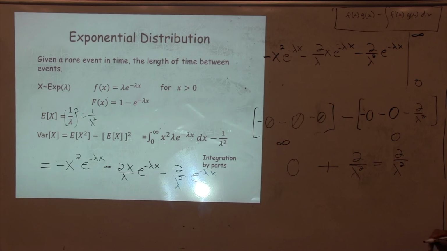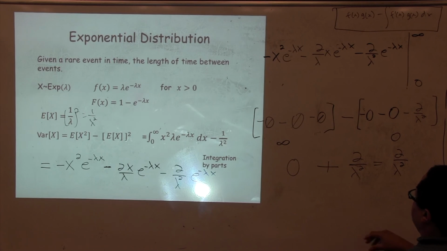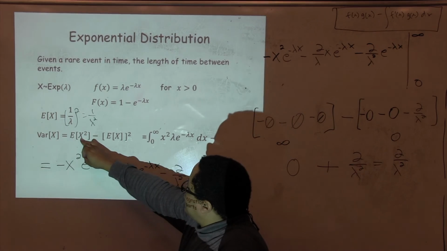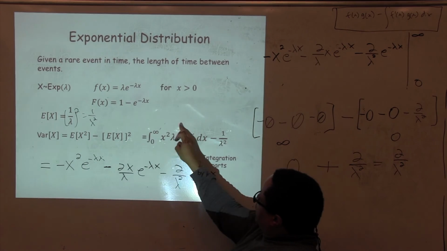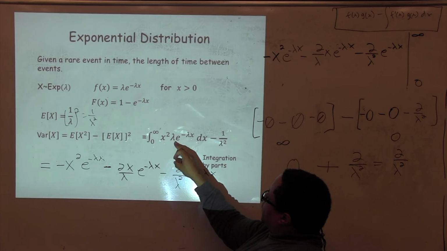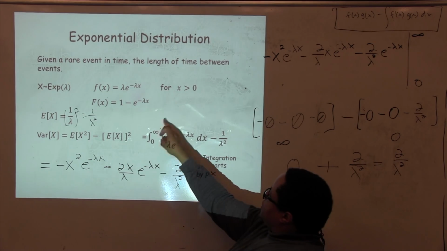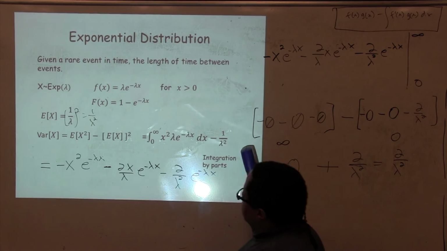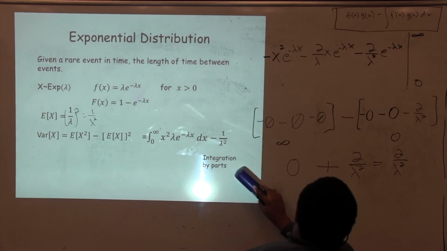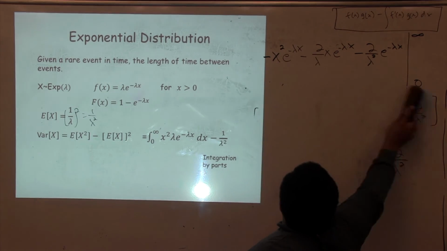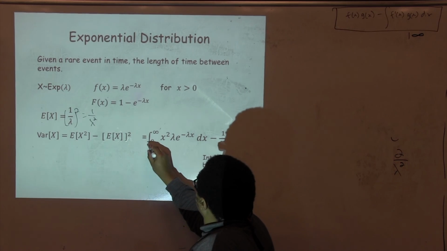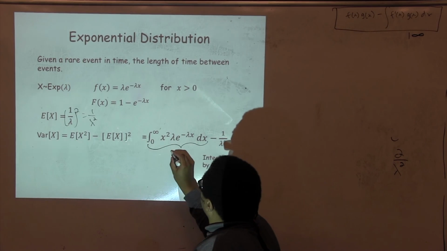Okay, so we get the evaluation of the definite integral for this E of X squared, which is just this term, this integral from 0 to infinity of x squared lambda e to the minus lambda x dx. That is equal to 2 over lambda squared, right? So let's erase all that, and that's 2 over lambda squared. All right, so let's write that in. So we just said this integral is 2 over lambda squared.